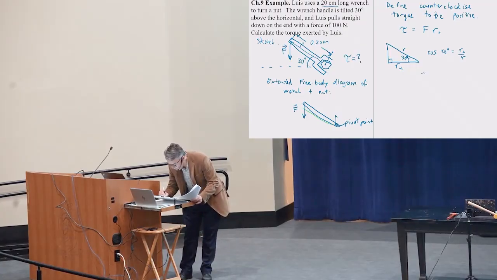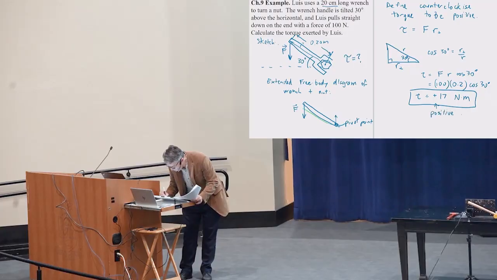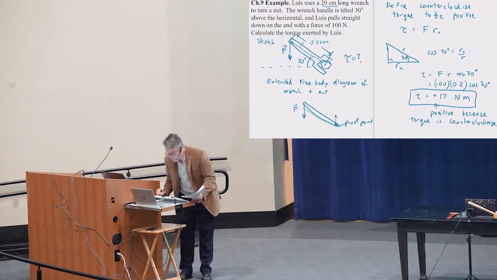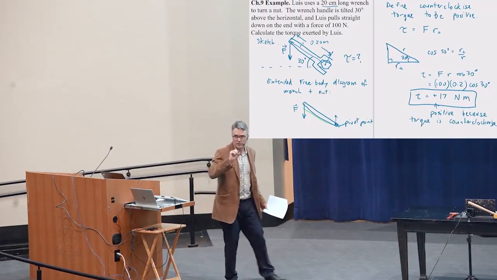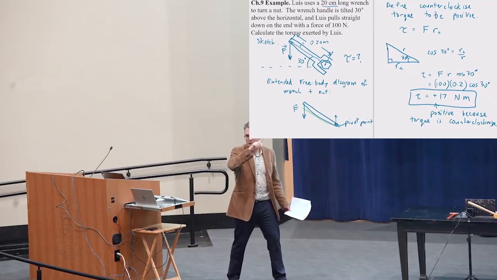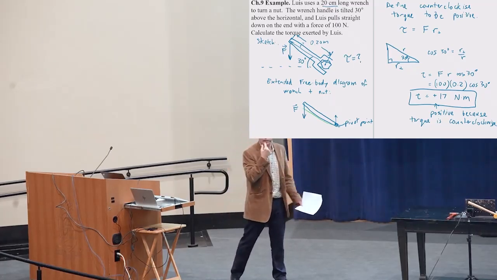We end up with torque is equal to F times R times cosine 30. So it's 100 newtons times 0.2 meters times cosine 30 degrees, and I get the torque is equal to 17 newton meters, and I'm going to put a plus sign, positive, because of the direction of rotation. I would use the same numbers if he was pulling up or something, but then I would get a negative torque because it's trying to cause a clockwise rotation.